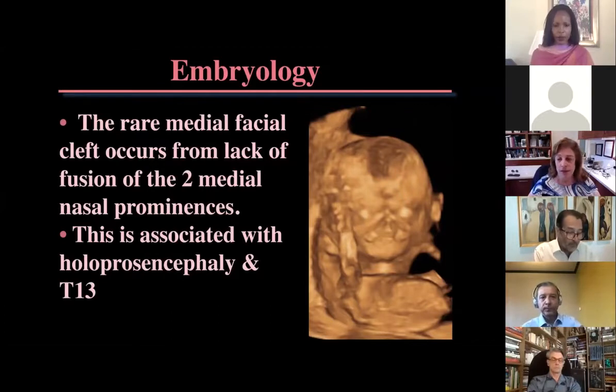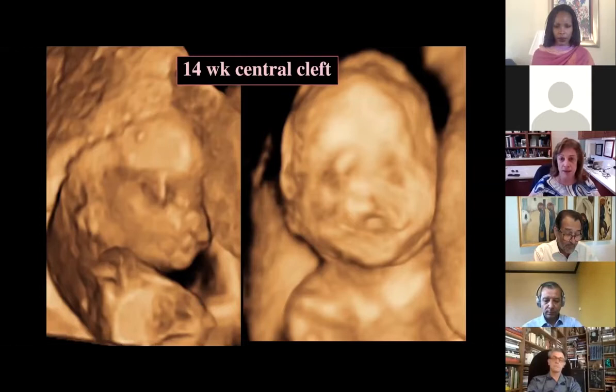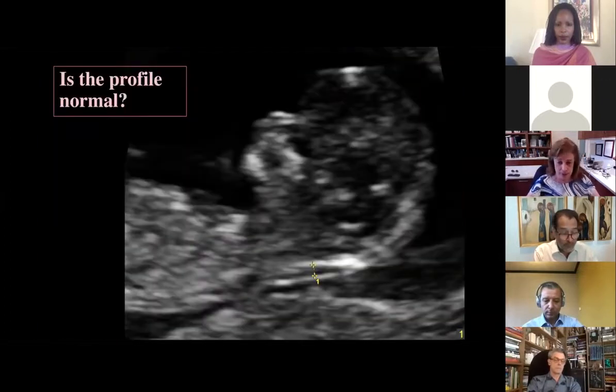Now, rarely there is a big hole in the center of the face, as you see here, where the entire intermaxillary segment is missing. And this kind of clefting is the kind that we see in holoprosencephaly and in trisomy 13. You can see examples here at 14 weeks of hypotelorism, a big central cleft, no nose, and no real profile here, no nose protruding here at all, in this fetus who has trisomy 13 and holoprosencephaly.